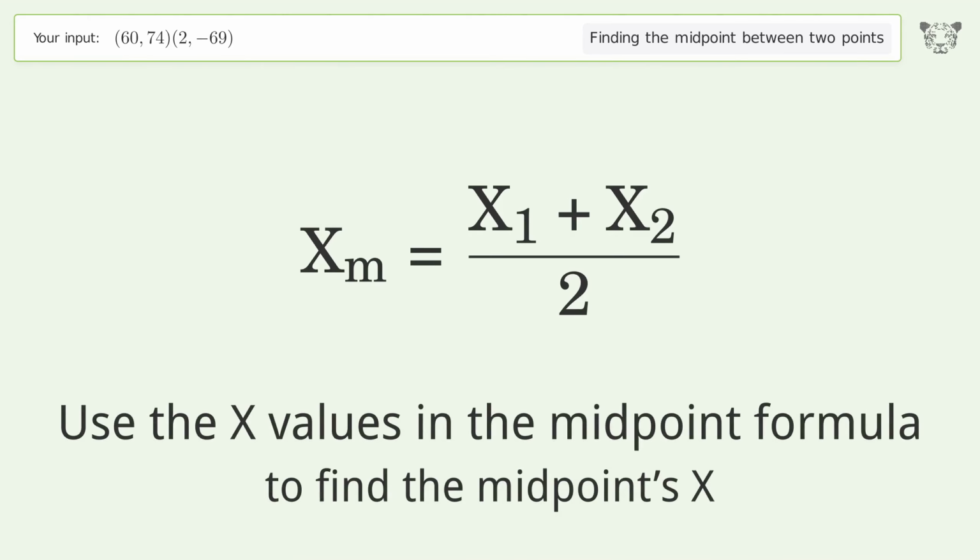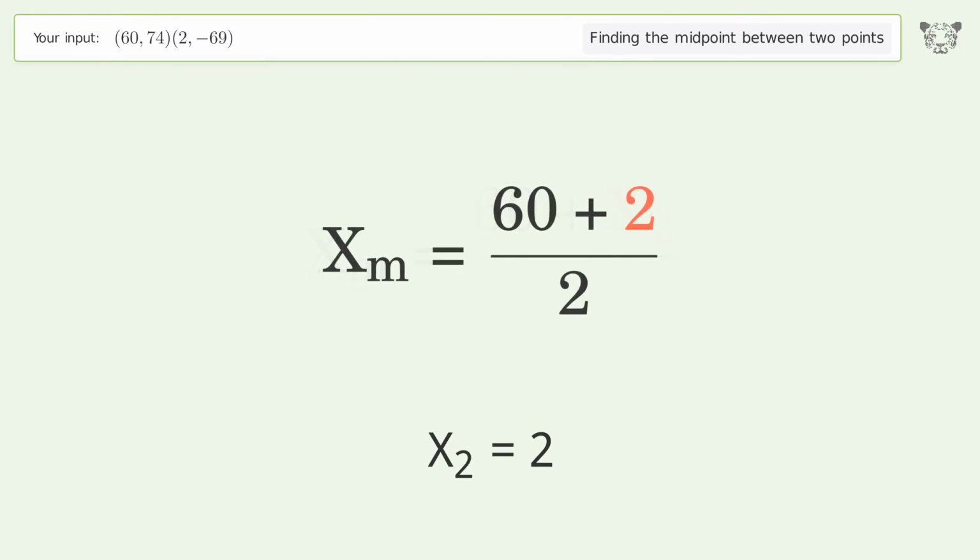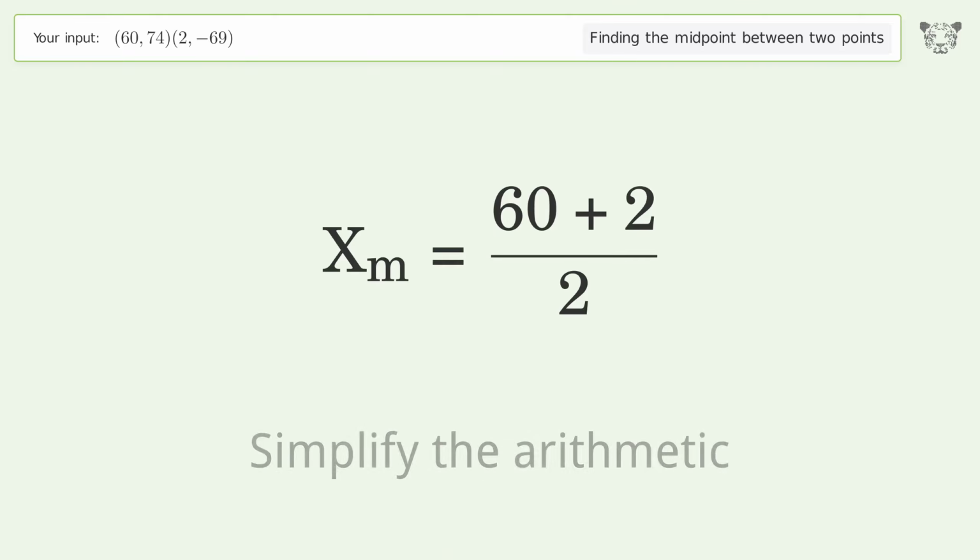Use the x values in the midpoint formula to find the midpoint's x. x1 equals 60. x2 equals 2. Simplify the arithmetic.